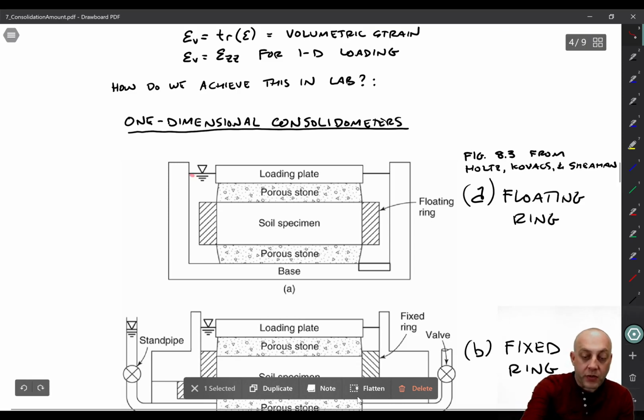Notice also that there's a water table here. We try and keep the soil saturated. Usually consolidation tests are performed on saturated soil. We want them to stay saturated, so we make sure that there's always water in that little reservoir.